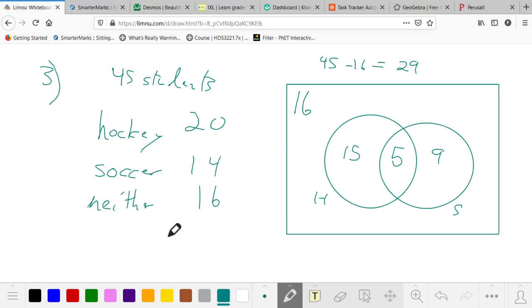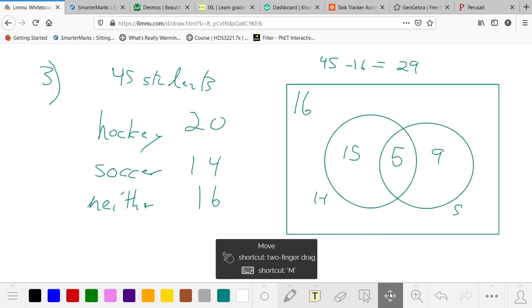So part A, how many students like hockey and soccer? That's 5. Part B, how many students like only hockey or only soccer? That's 24. And part C is to draw and label the Venn diagram we have already done.